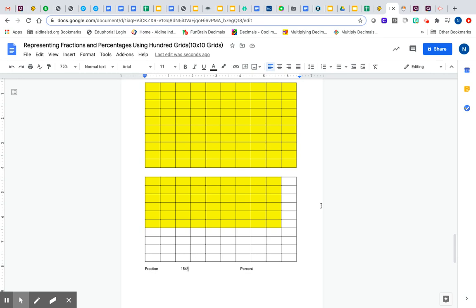But remember, it's called a hundredths grid for a reason, or a 10 by 10 grid for a reason, because we're using this to help us find our percents. And percents are always out of what again? 100. So I'm going to go ahead and put that my denominator is out of 100 because we're once again using our hundredths grid to help us find our percent, because percent is always out of 100. So that means that, if my denominator is 100, I use my numerator to find my percent. So what's our percent going to be? 154%.